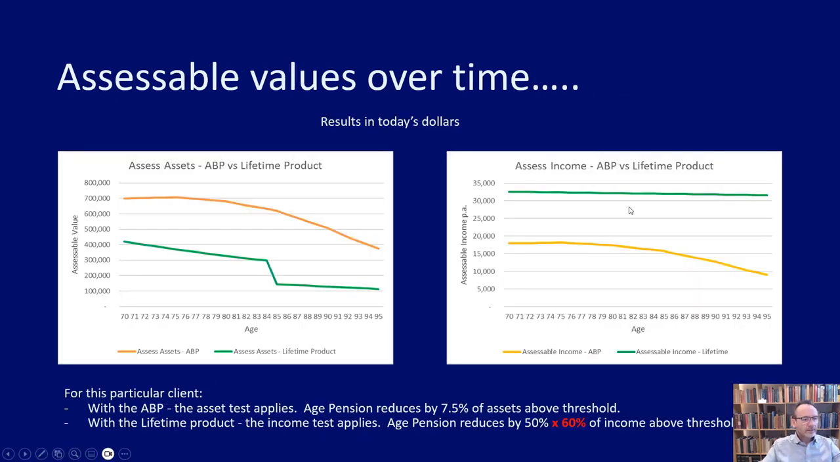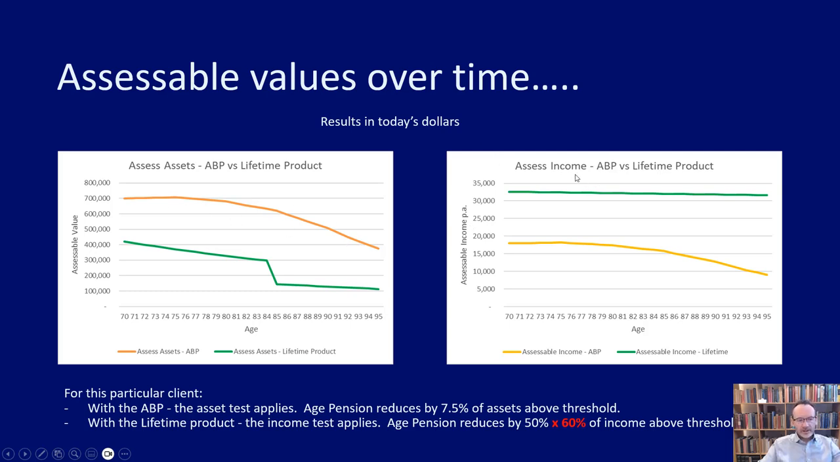Just looking at that over time to understand it better, this chart on the left is showing his assessable assets from each product type as he gets older. For the lifetime product, his assessable assets in today's dollars is just over 400,000, so 60% of the purchase price. Then it drops down at age 85, and you can see it's quite a bit lower than the balance of his account-based pension if he left it in there. This is drawing the minimums.